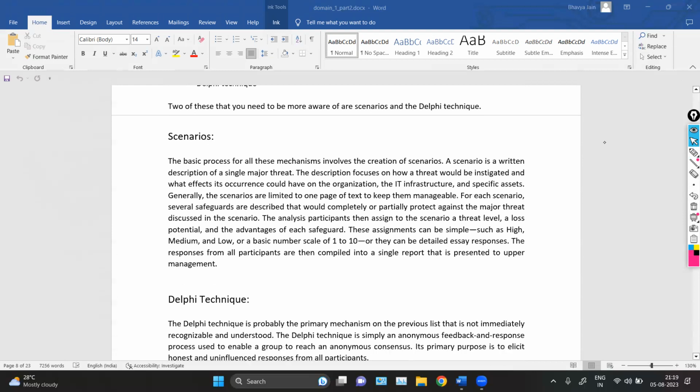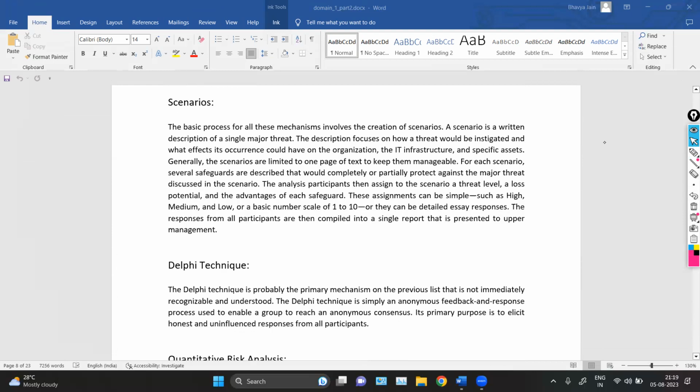Scenarios are like you are creating a real life scenario. A scenario is a written description of a single major threat. It can be a single major threat, a group of major threats, or a group of minor threats. The description focuses on how a threat would play out and what effects it has. So you are creating a real life scenario and analyzing the possibilities, how we can deal with this scenario, and how the other members of the organization deal with it.